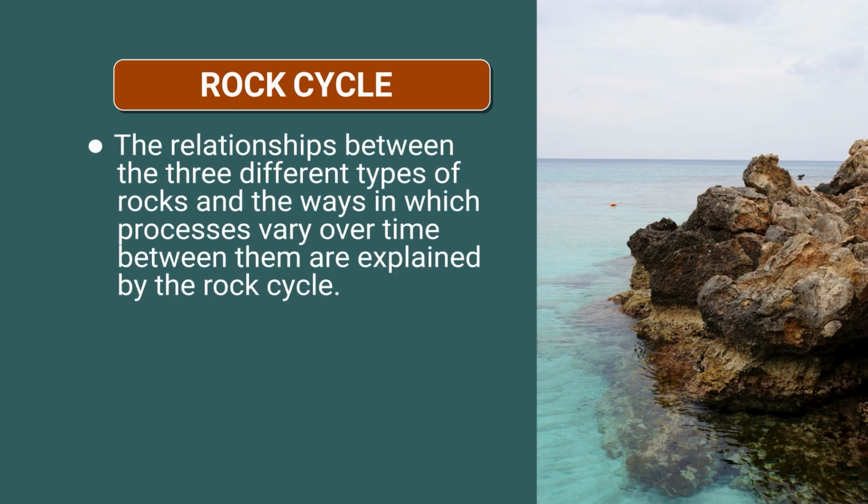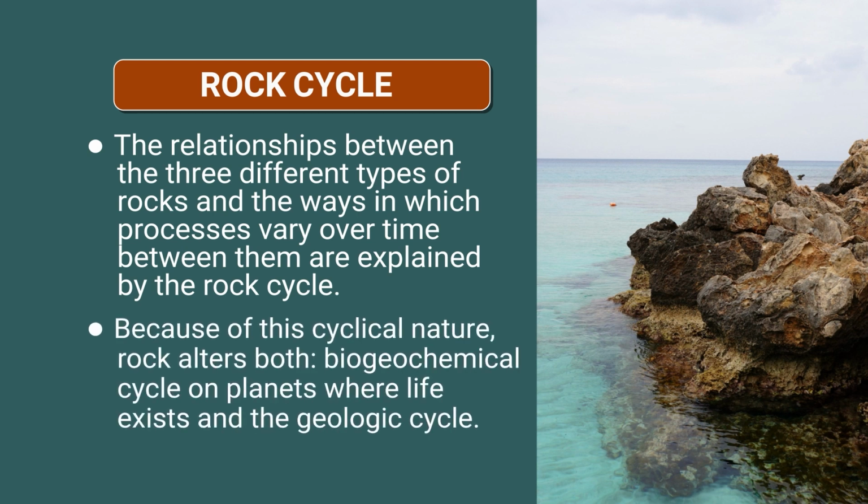Now the relationship between the three types of rocks and the way in which the processes vary over time is explained by the rock cycle. Because of this cyclical nature, what happens? Rock alters both, that is important, and life also has an impact on the rock cycle. That is why there is the biogeochemical cycle on the planet where life exists, and the geological cycle.